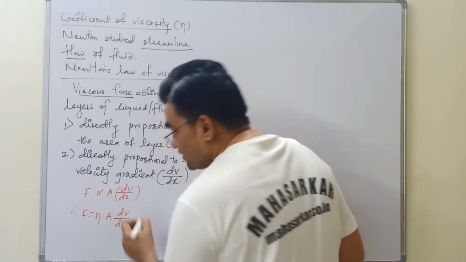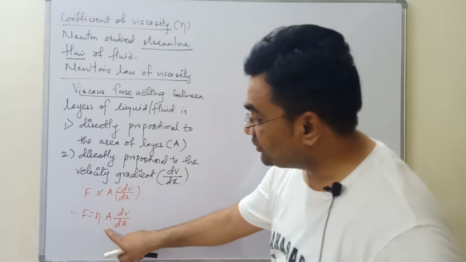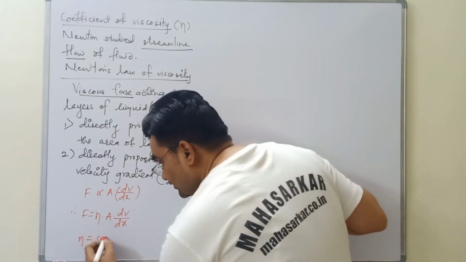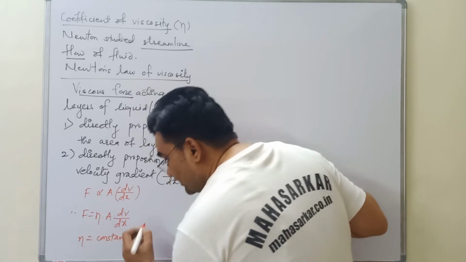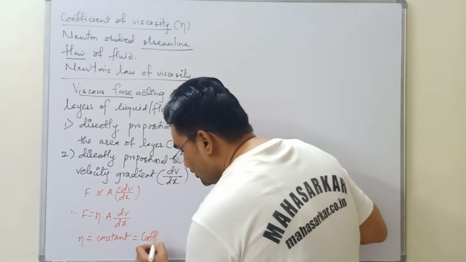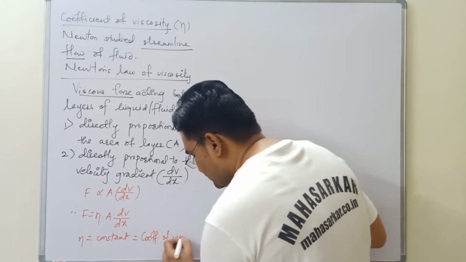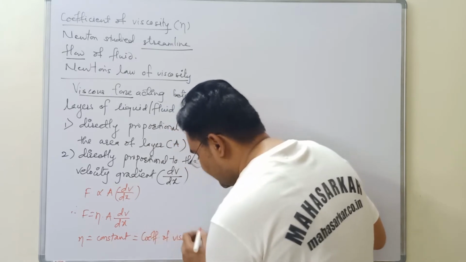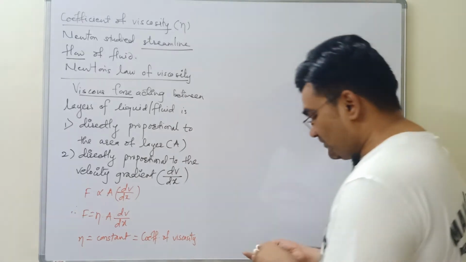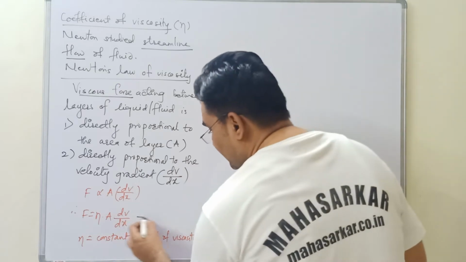So we can get the equation F equal to eta into A dv upon dx, where eta is the constant of proportionality, and this constant of proportionality here is called the coefficient of viscosity. Okay. So from this equation you can get the value of eta.